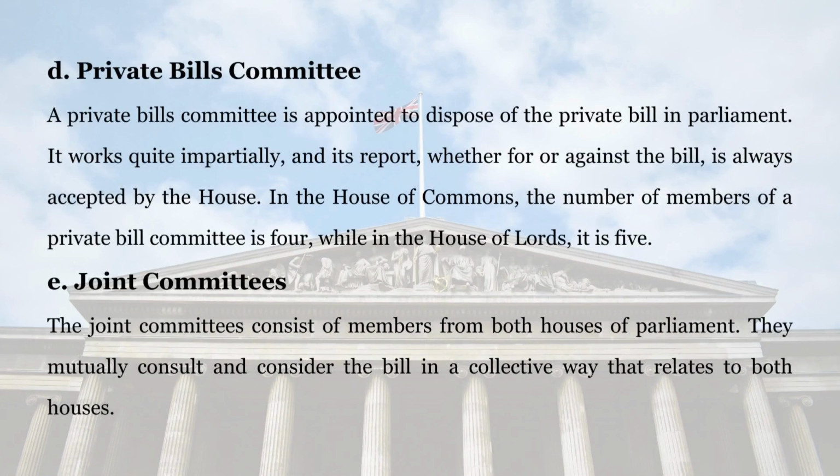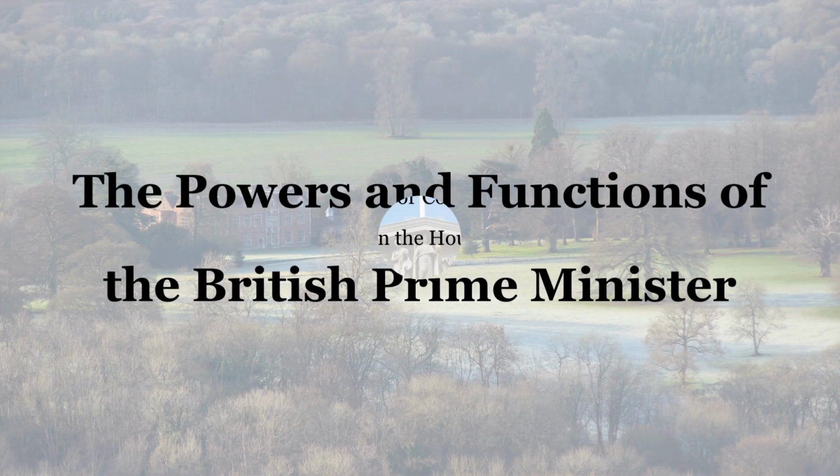D. Private Bills Committee. A Private Bills Committee is appointed to dispose of the private bill in Parliament. It works quite impartially, and its report, whether for or against the bill, is always accepted by the House. In the House of Commons, the number of members of a Private Bill Committee is 4, while in the House of Lords, it is 5. E. Joint Committees. The joint committees consist of members from both Houses of Parliament. They mutually consult and consider the bill in a collective way.